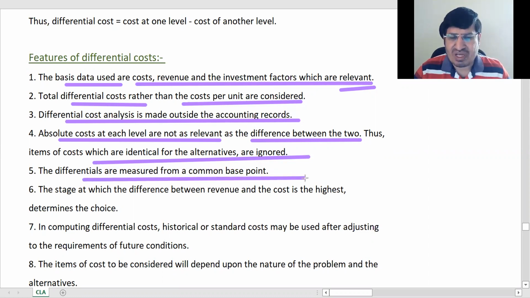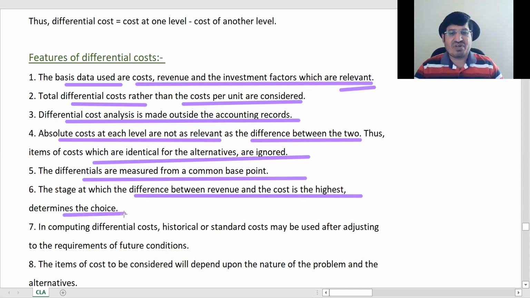Differentials are measured from a common base point. And basically, all other conditions are same. Only in both cases, you have basically the same things available, same facilities available. Okay, and then there is some change you are making, and we are seeing which is better. Okay, which is why we are seeing measured from a common base point. Okay. So, and then stage where the difference is the highest determines the choice.